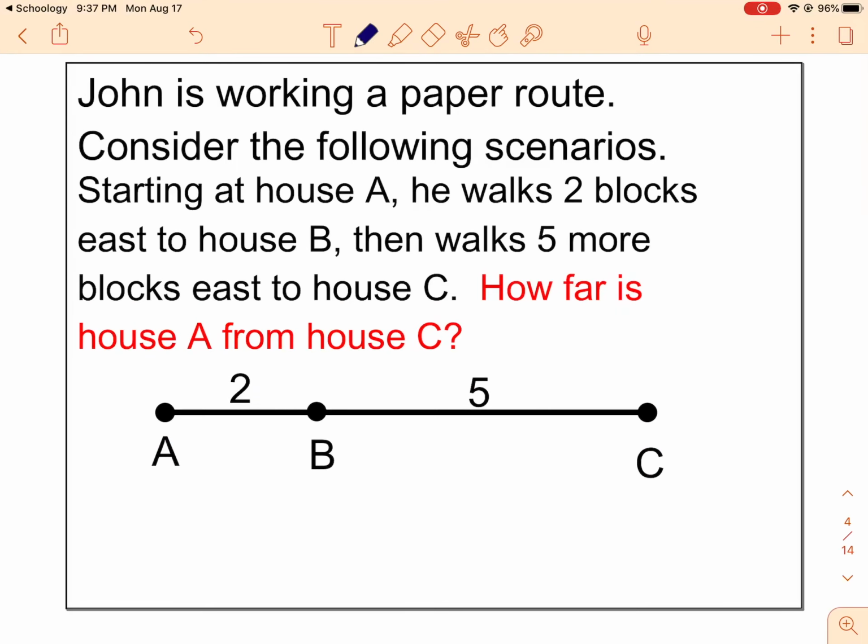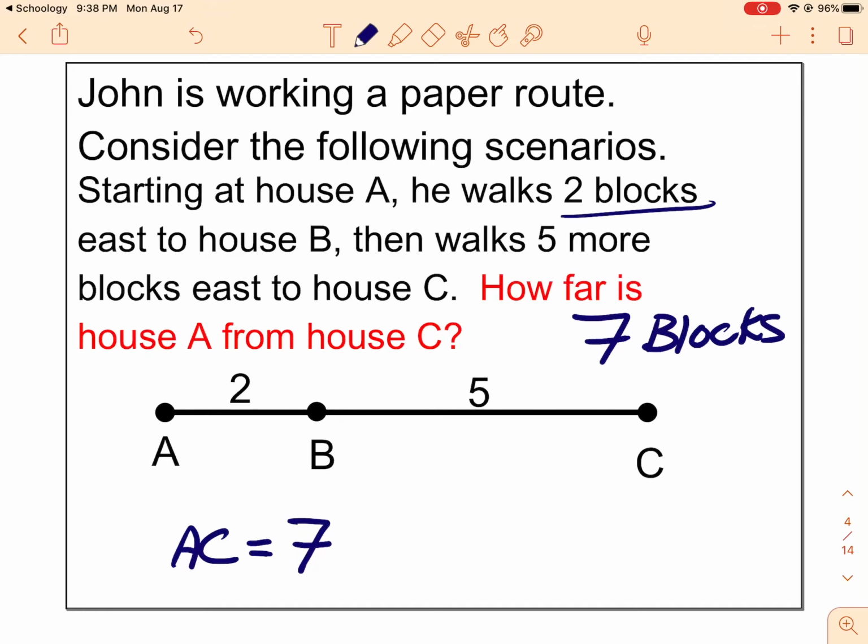If we take a look at this problem, they're talking about how far something was, so it's like the length. So we know that AC is going to be those two little parts combined to be 7. We don't put the bar above the AC, but to actually answer the question, how far is house A from house C? It would be 7, most likely blocks. I don't think we're talking miles. It didn't specify. It did say blocks, so we know it's blocks.